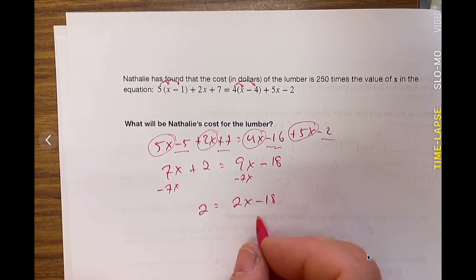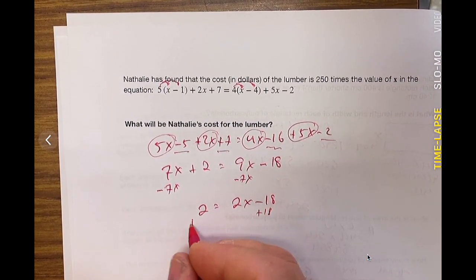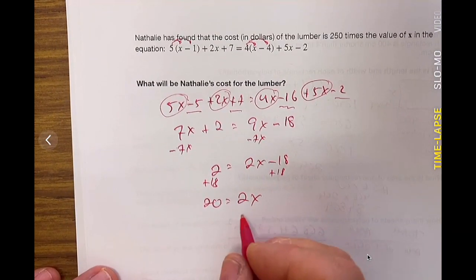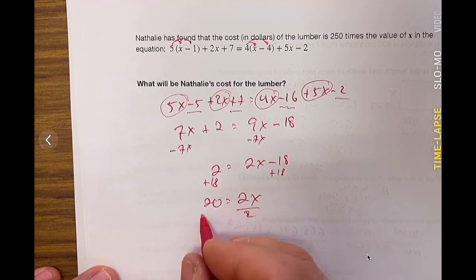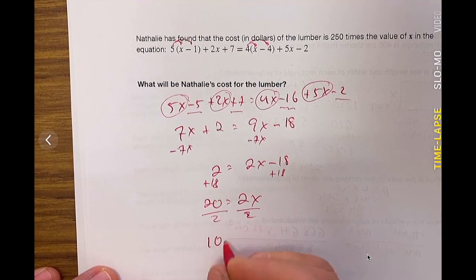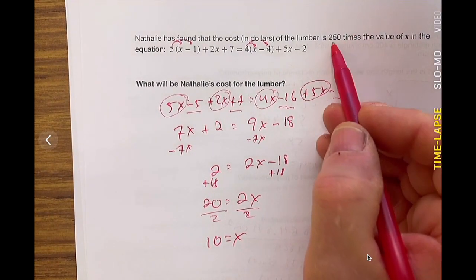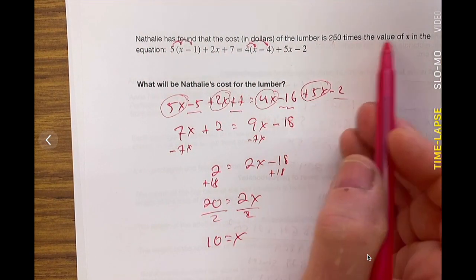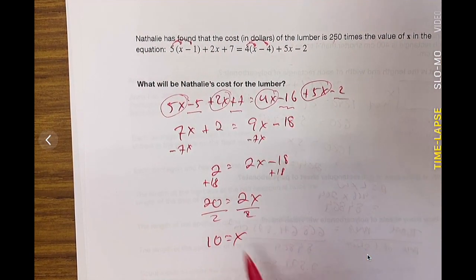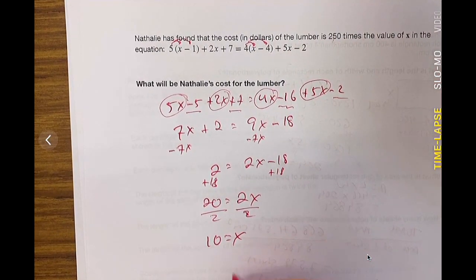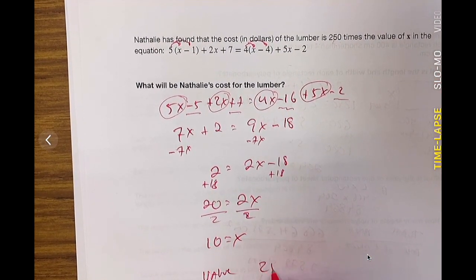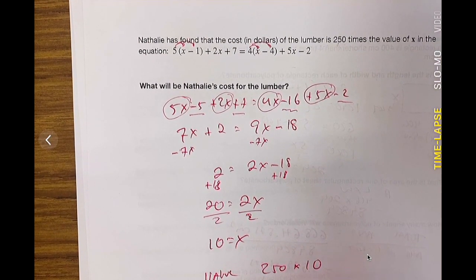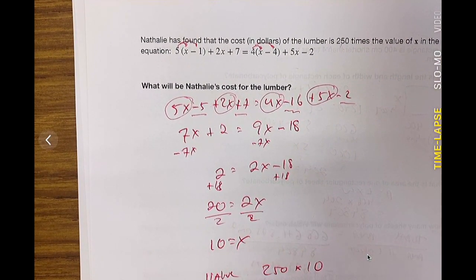I want to get rid of the minus 18. I'm going to add 18 to both sides. And that gives me 20 is equal to 2x. I want to get rid of that 2 that's multiplying the x. I'm going to divide both sides by 2, and that gives us 10 is equal to x. I'm going to multiply that by 250. We have x is 10, multiplied by 250. The value is 250 times 10, which is $2,500. That's the cost of the lumber.